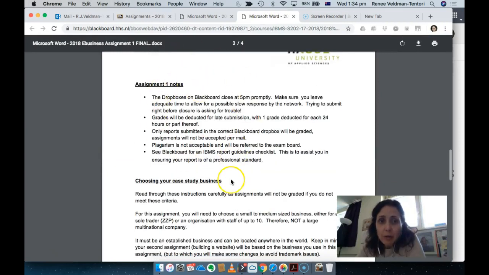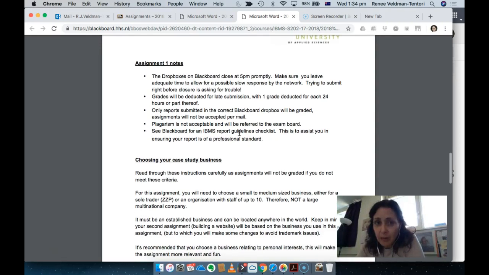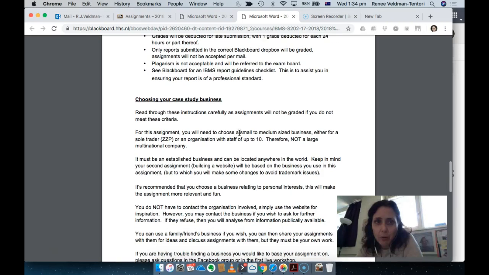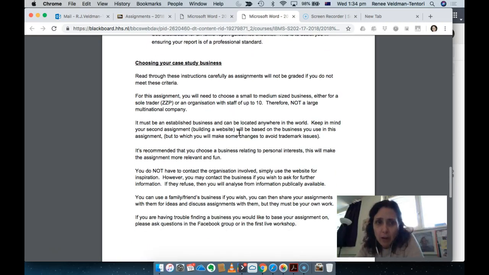The assignment 1 notes here give you a few extra tips. Any assignments that are late will be deducted 1 grade per 24 hours or part thereof. We have to have submissions via Blackboard. We cannot grade anything via email. We're aware that occasionally Blackboard does go down, so that's why we say don't leave it until the last minute. But of course, if there's major dramas on that particular day, we will look at that for you. But aim to submit well on time.